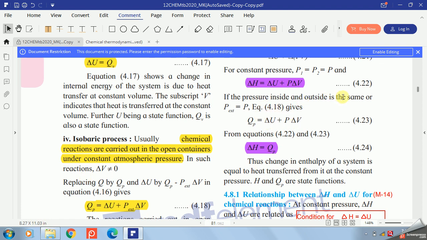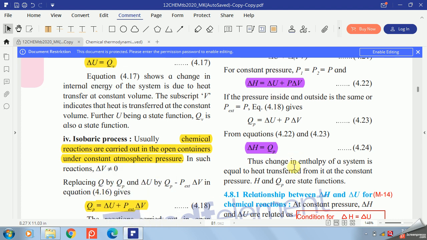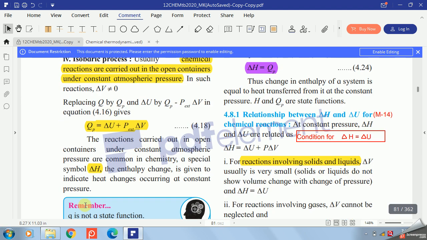Now, if we compare equation 4.22 and 4.18, delta H is equal to QP because the right hand sides are equal to the left hand side. Thus, the change in enthalpy of a system is equal to the heat transfer from it at constant pressure. So H, enthalpy, and heat transfer at constant pressure are state functions.